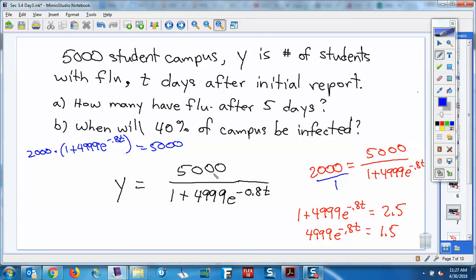Okay, and so that's where this 2.5, when you divide the 2,000 over here, that's where this 2.5 comes from. Then you can just subtract 1 and get that. And now don't forget, you've got to divide that 4,999.